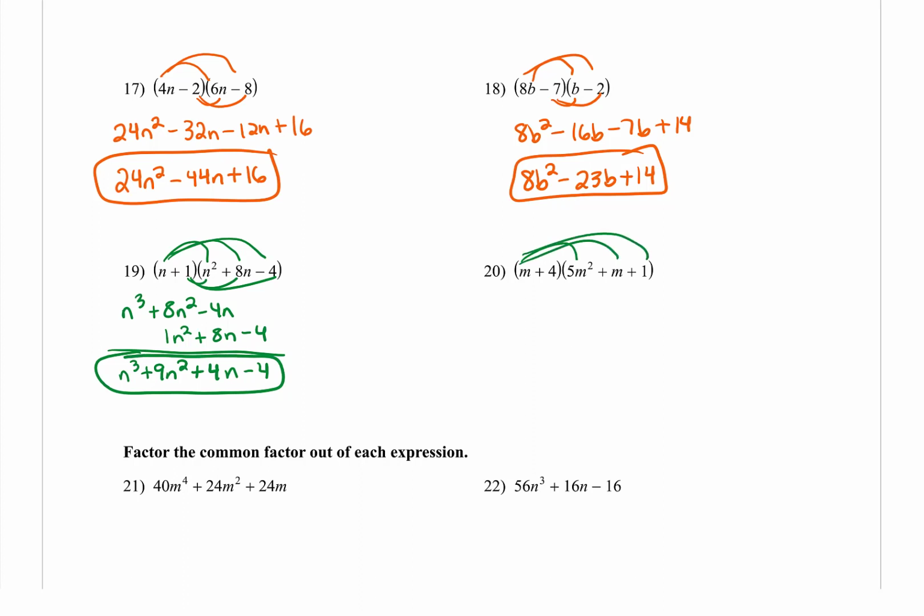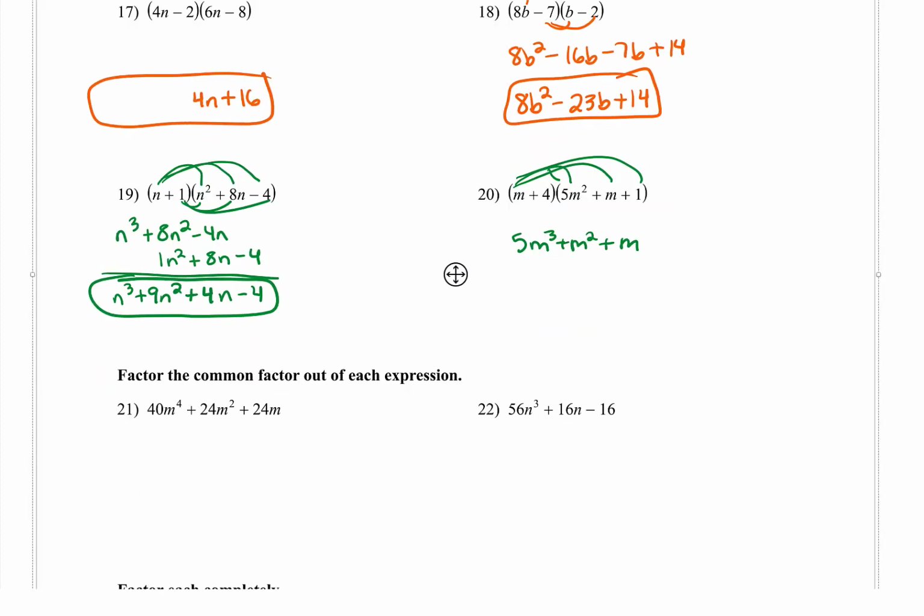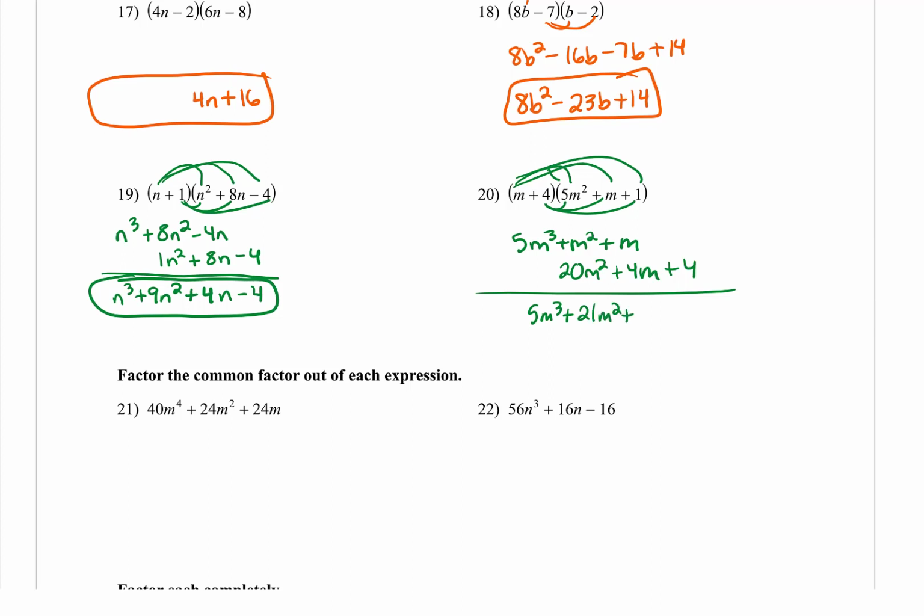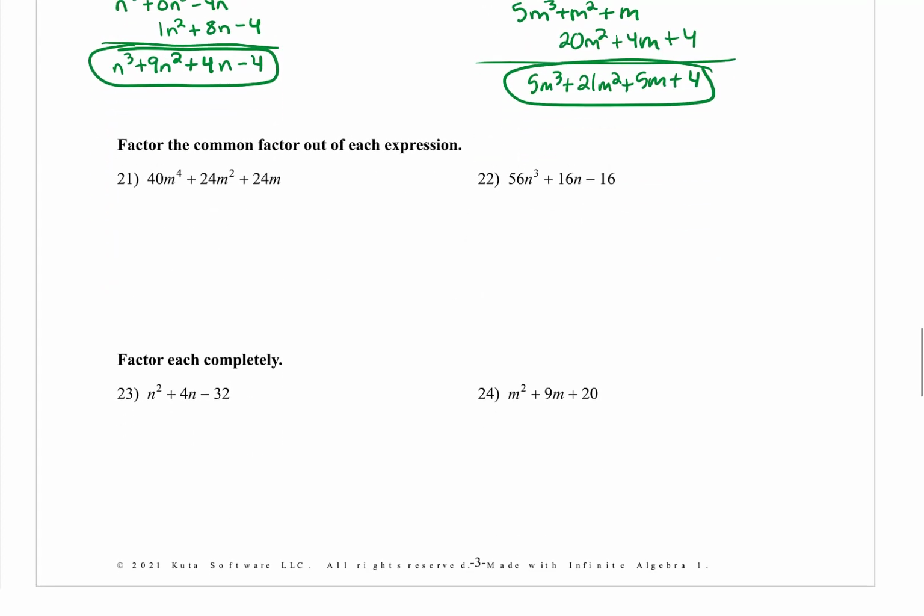Then we do the same thing on this one. Distribute the m. So 5m cubed, and then m squared, and then m, and then I've got to do the 4 as well. So 20m squared plus 4m plus 4, then add my like terms. If you don't line it up like this, you just need to make sure you're adding like terms. So squareds add together, m's add together, but you can't add a squared and a non-squared together.